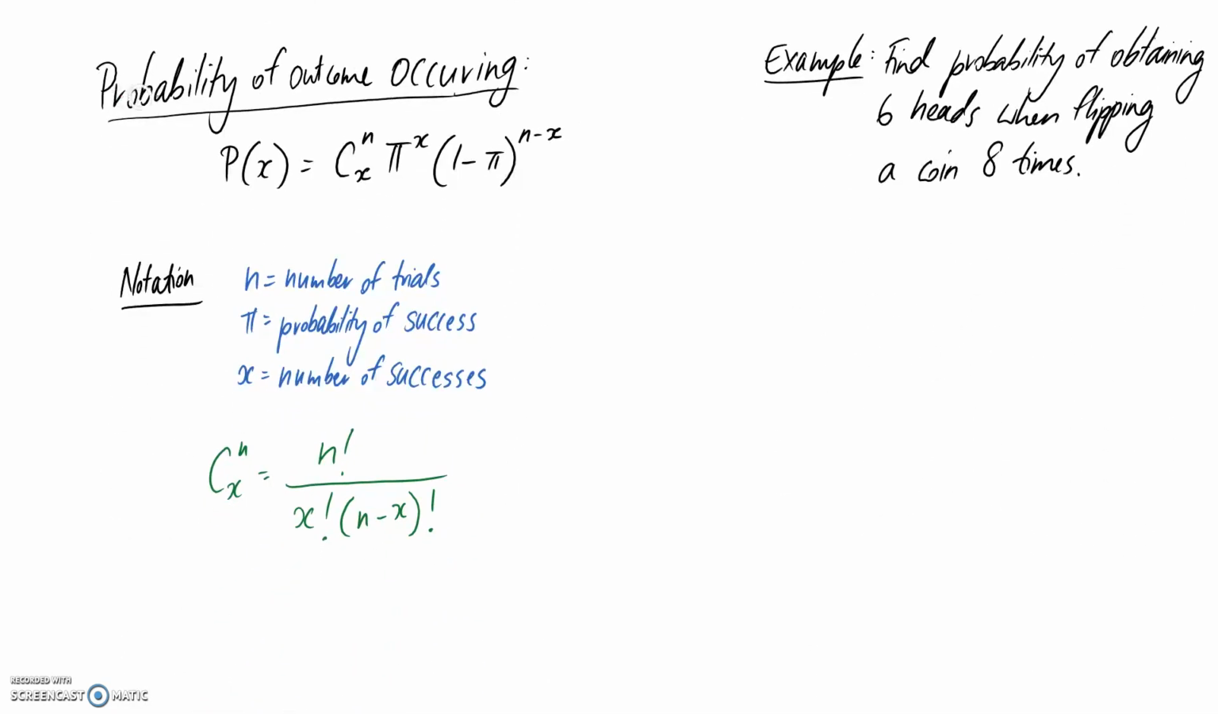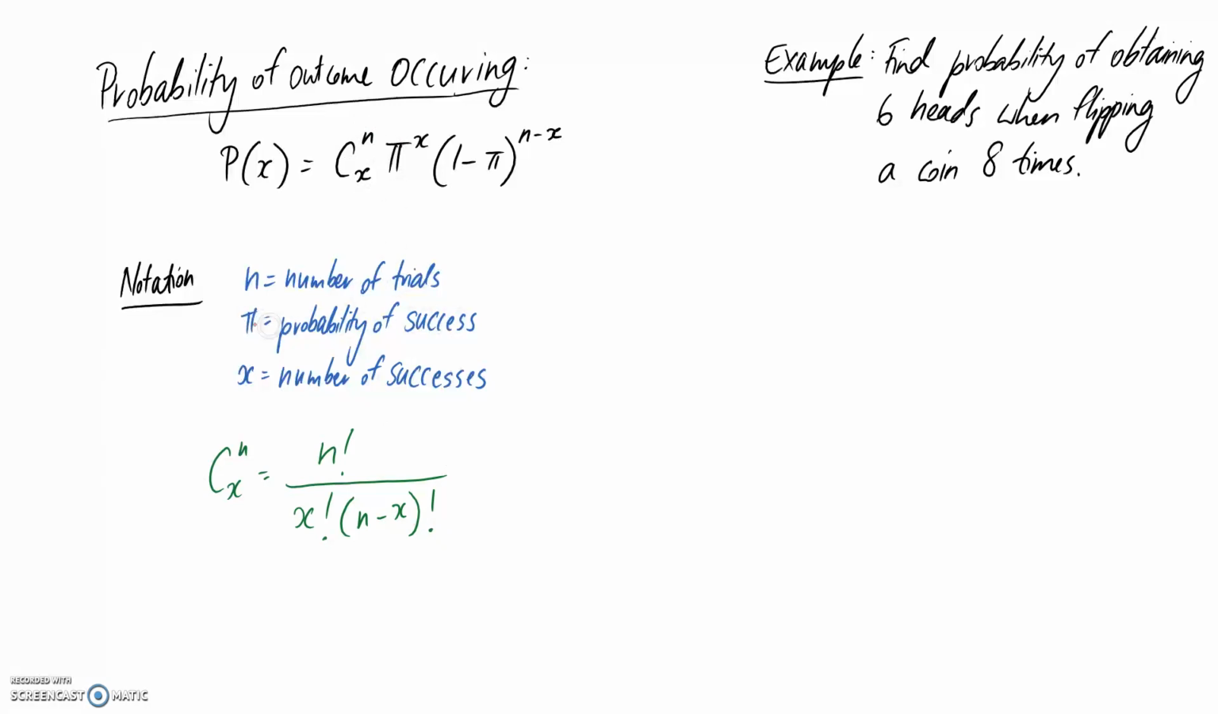So, the probability of an outcome occurring is defined by this equation here. P is the probability and X here is the outcome that we're looking for. And I've defined the notation down here. So X is going to be the number of successes that we're looking to achieve. We've then got this C(n, x) thing, which I'm going to come back to in a moment.